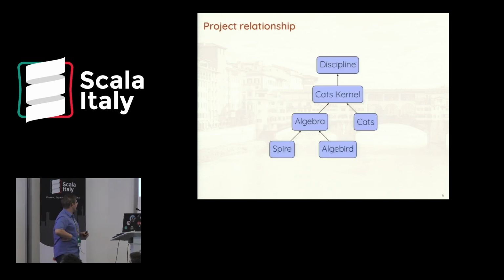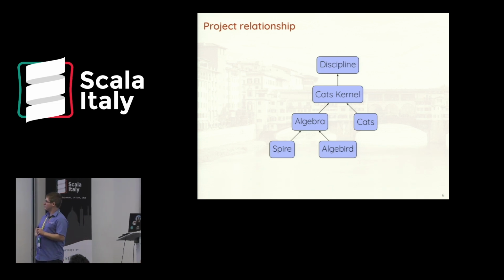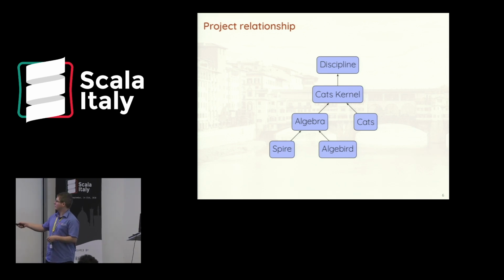Right. And now to elaborate a bit on the title. This is the relationship between those different projects, and this has sort of grown organically in the past few years. So initially, there was only Spire. And then there's another library, Algebra, which has been created by the Twitter people.